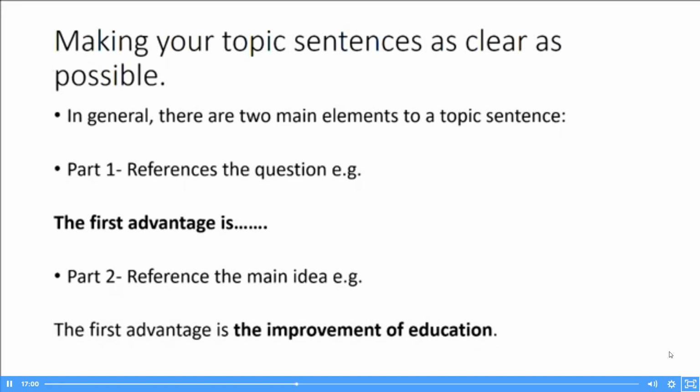Now, this might look very simple to you, but think about what this sentence would do. If someone was reading this, and this was at the top of your first main body paragraph, the first advantage is the improvement of education, do you think that the examiner, the reader, is going to understand what that paragraph is about? It is going to be extremely clear to them, and that is the most important thing.